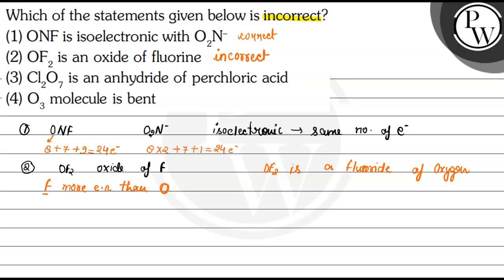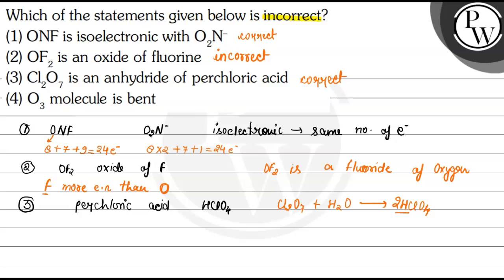The next option is Cl2O7 is an anhydride of perchloric acid. First of all, what is perchloric acid? Perchloric acid is HClO4. When Cl2O7 reacts with a water molecule, it forms 2 HClO4, that is, perchloric acid. That means this is actually an anhydride of perchloric acid, so this statement is also correct.